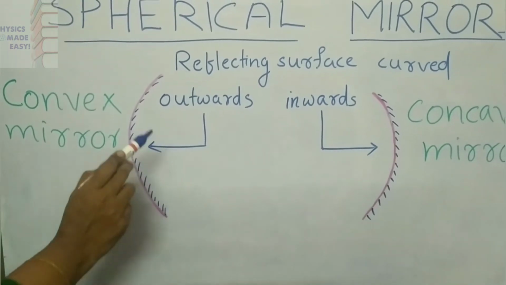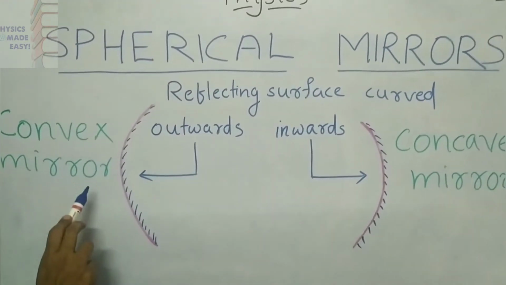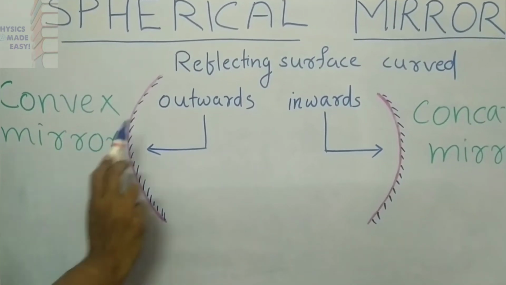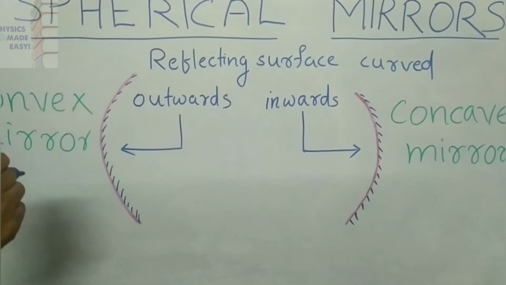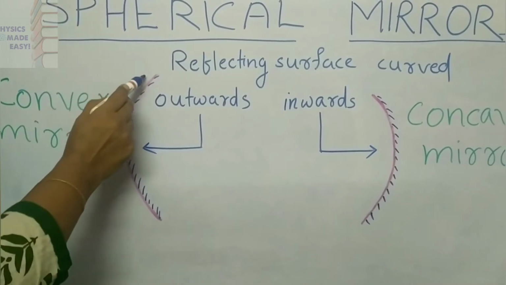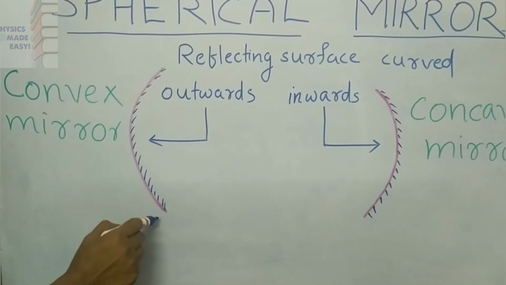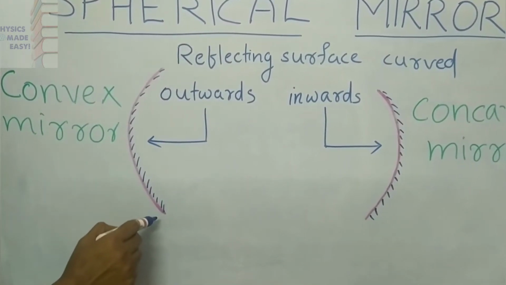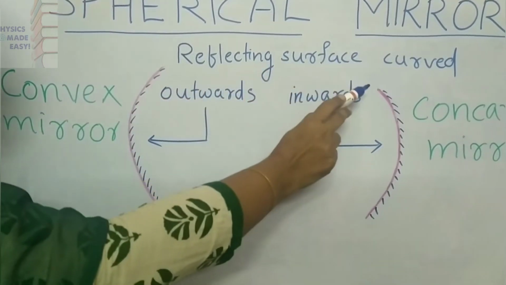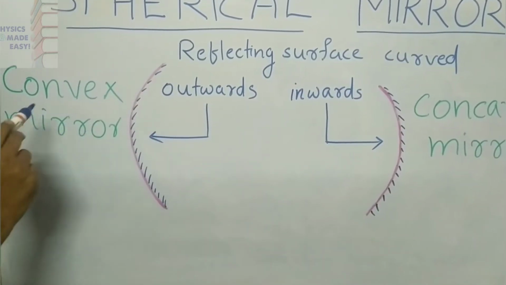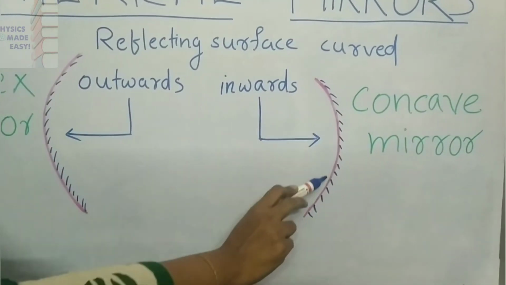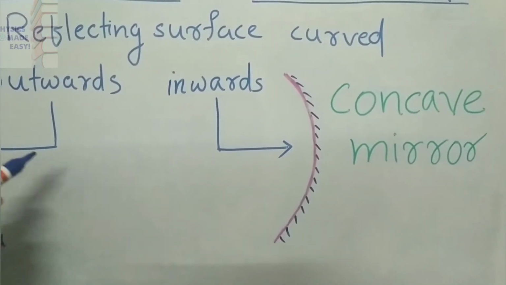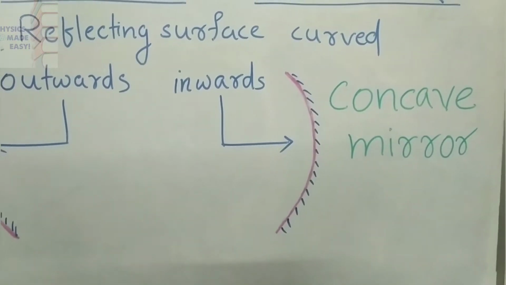So we can classify the spherical mirrors into two. First one is convex mirror and the second one is concave mirror. In this case, a mirror means one surface is highly polished and that is the reflecting surface. If that reflecting surface is curved outwards, we call them convex mirrors, and if the reflecting surface is curved inwards, we call them concave mirrors.